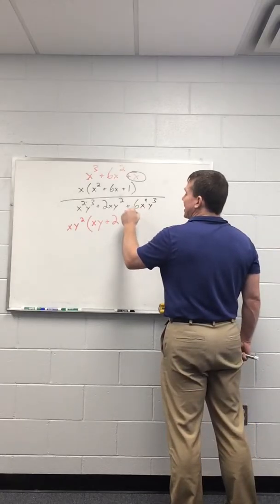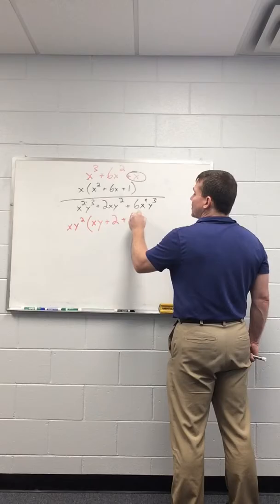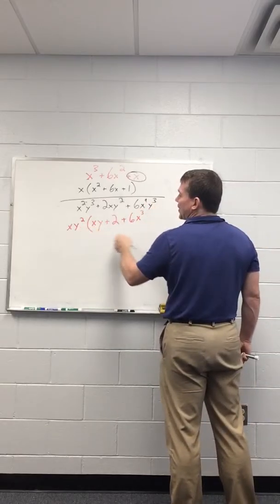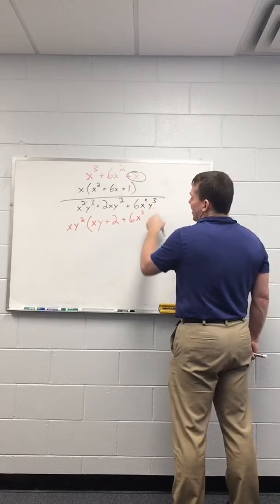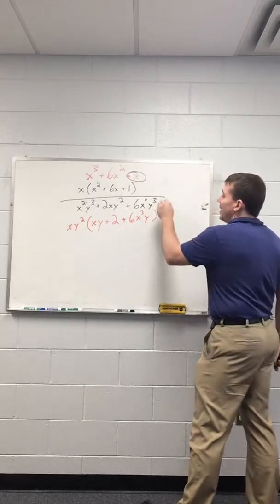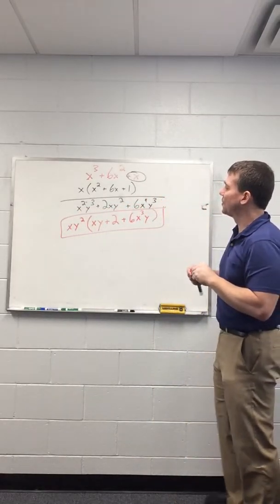Here, I didn't touch the 6, so leave that alone. I had an x to the 4th, I factored out an x. There's 3 x's left over, so x cubed. I had a y cubed, I factored out a y squared. I had 3 y's, I factored out 2 of them, so I have 1 left over. And there we go. There's my polynomial in factored form.